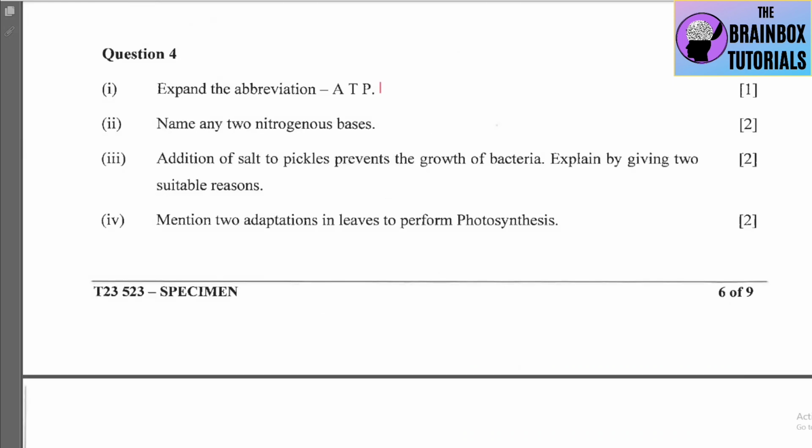Question number 4, part 1. Expand the abbreviation ATP. This is very easy. ATP is adenosine triphosphate.